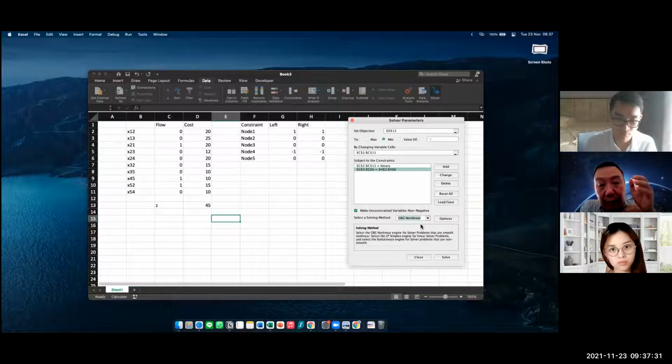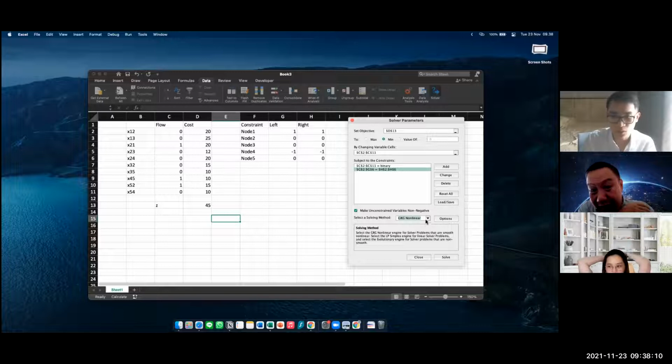So if you want to use exact values, I think GRG nonlinear is the best. If this is for linear programming only, then you use simplex. But if the problem cannot be solved using nonlinear and simplex, you can still use evolutionary. The problem with evolutionary is the result is not exact because it uses random numbers. Unlike nonlinear, which is kind of close to exact, right?